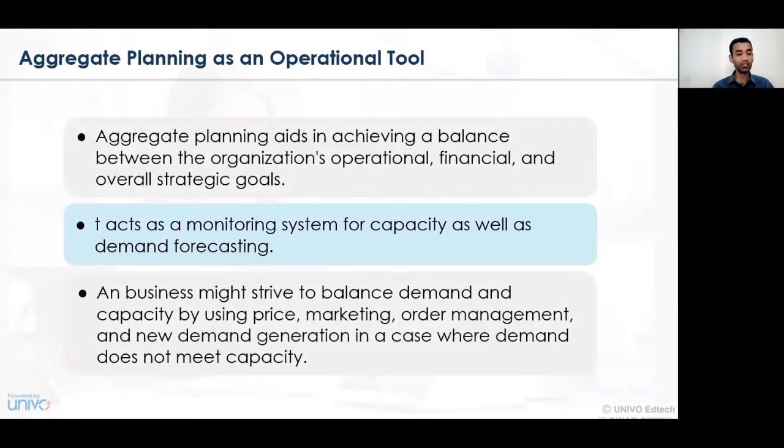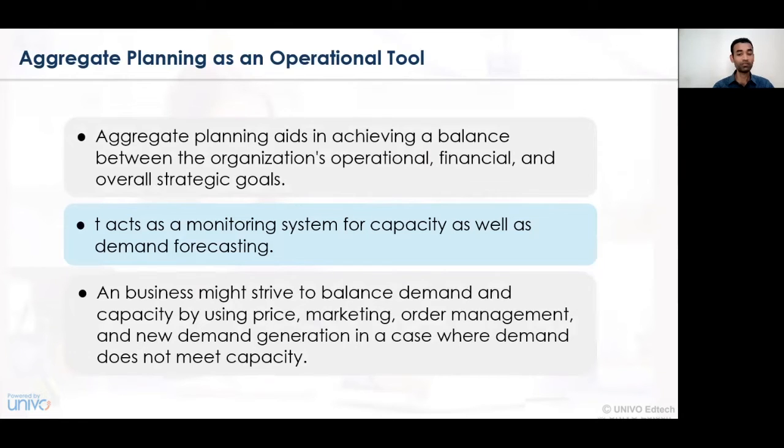The concept of aggregate planning acts as a monitoring system for capacity as well as demand forecasting. So, estimation and forecasting of demand is easily available, or it can be done very easily with the help of aggregate planning, which creates a certain monitoring tool and system about how the product can be established, how the production activity can be undertaken, and how the demand of the particular product can be fulfilled.